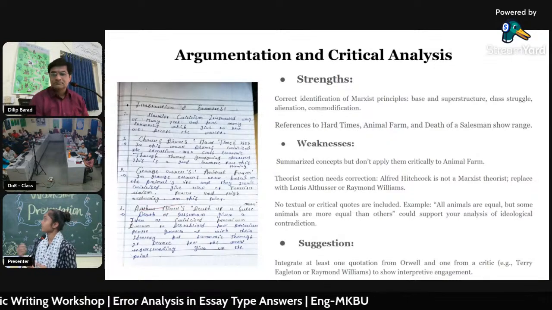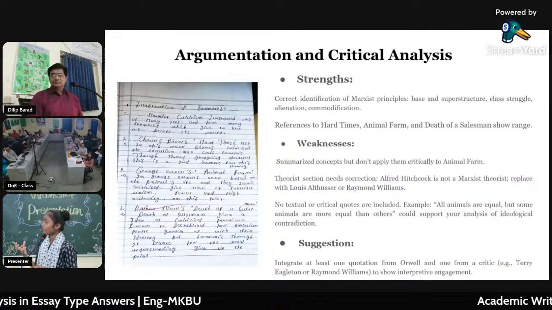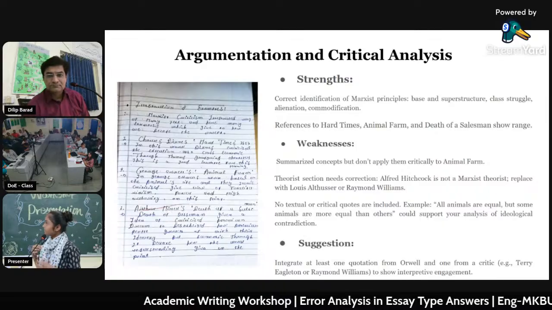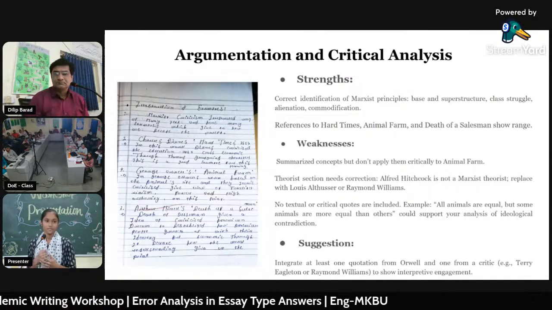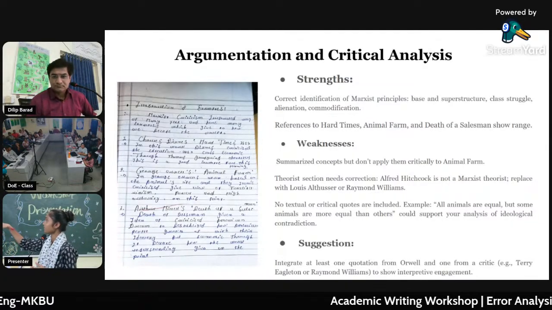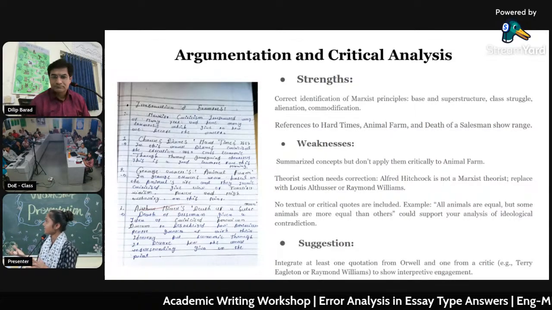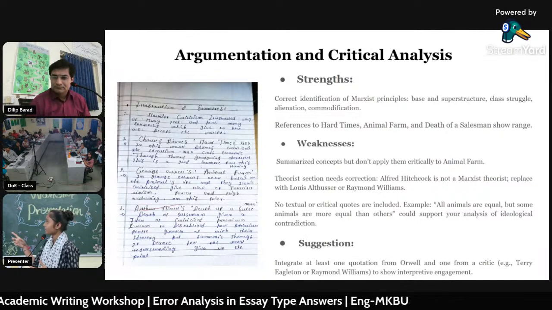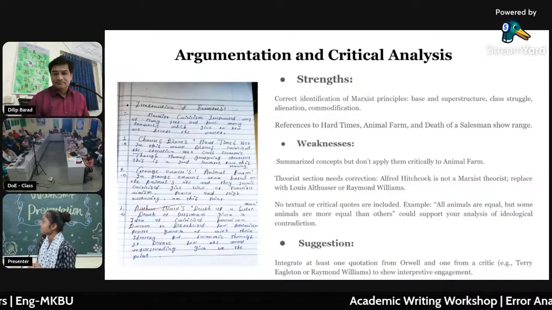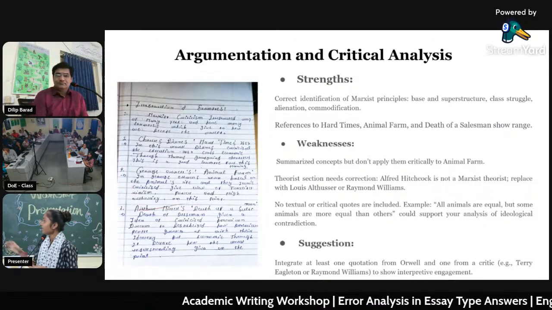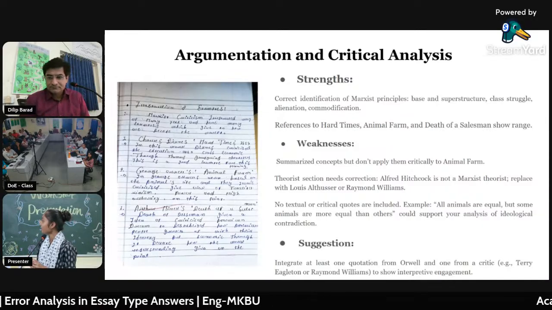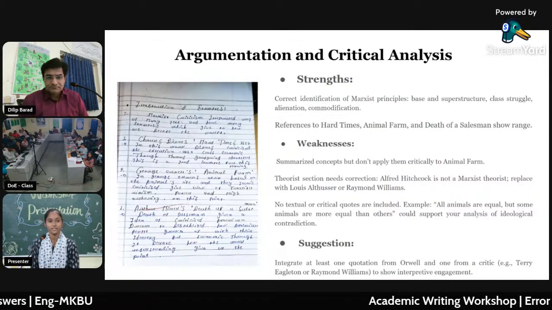Then here, this paper is about the core principles of Marxist criticism, argumentation and critical analysis. It says I made a mistake about the reference to Hard Times and George Orwell's Animal Farm. My weakness is that I summarize the concepts but don't apply them critically to Animal Farm. And the theorist section needs correction, like Alfred Hitchcock is not a Marxist theorist; replace with Louis Althusser or Raymond Williams. And it suggests I integrate at least one quotation from Orwell and one from the critic Terry Eagleton. So this was from our side. Thank you.